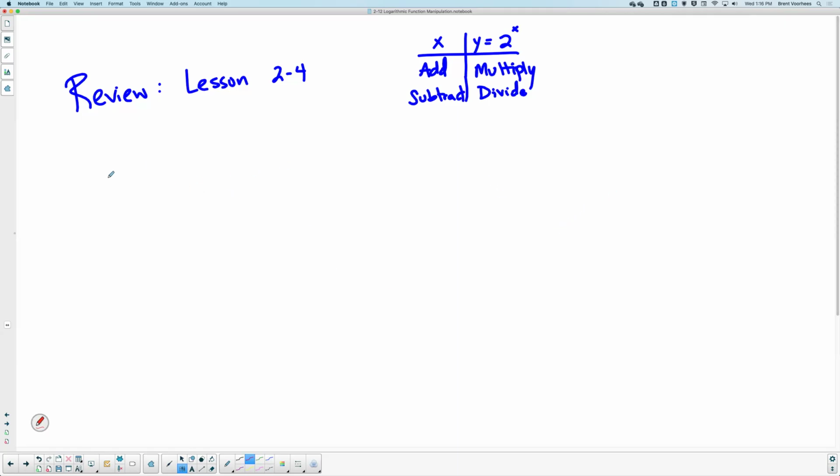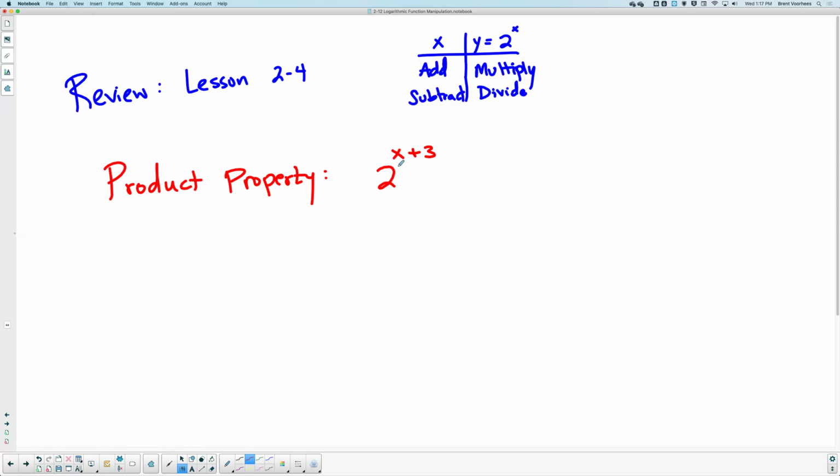The first one was called the product property. I'm going to stick with the base of 2 because that's what I wrote up there. 2 is irrelevant. You can make it a 10, a 20, an e, a pi. It doesn't matter. I chose a 2 up here, so I'm going to use a 2 here. The product property says this: if you have 2 raised to the power of, let's say, x plus 3.